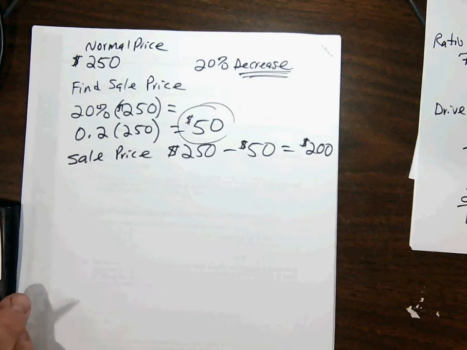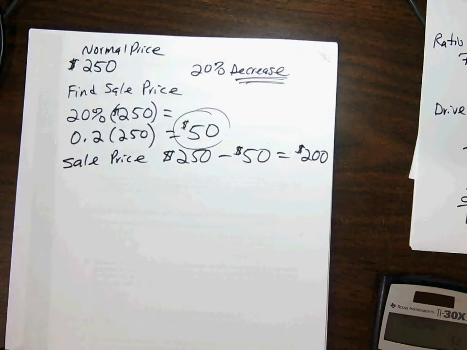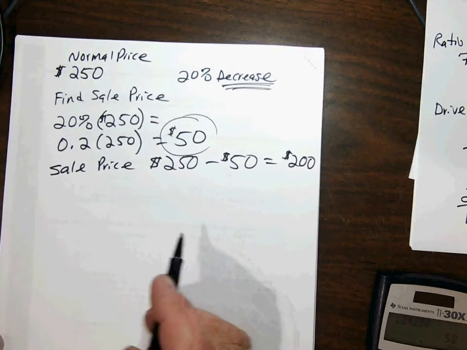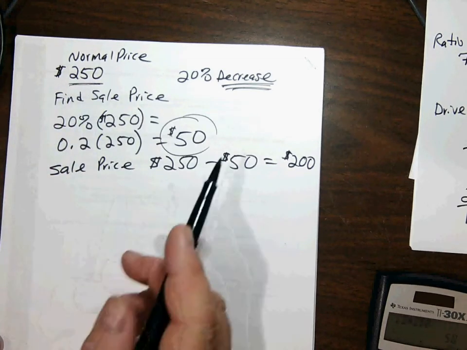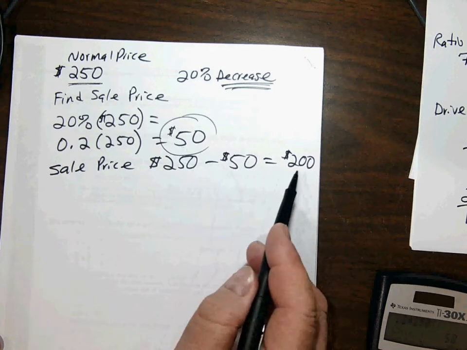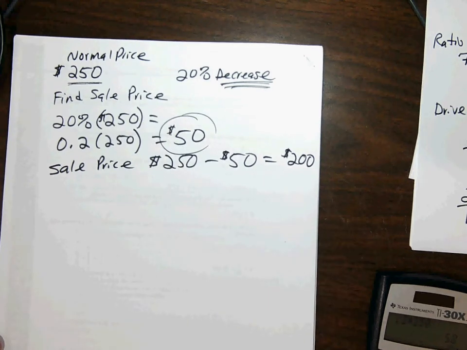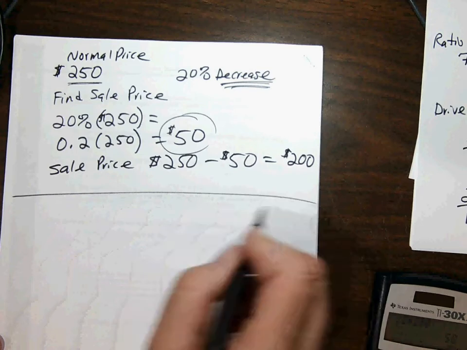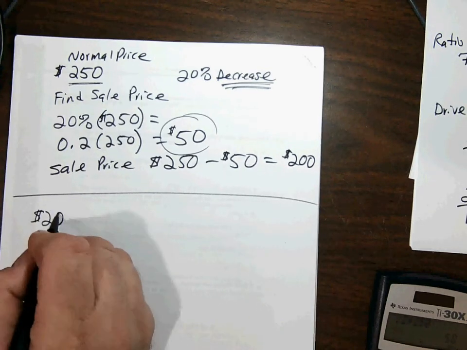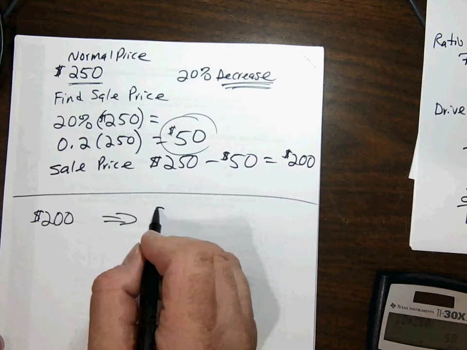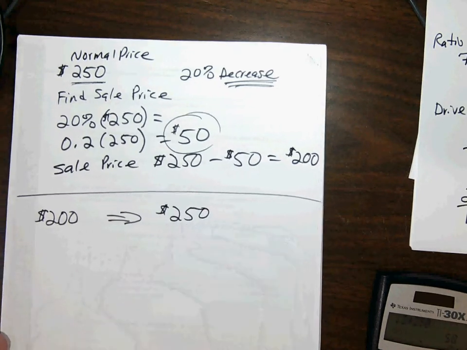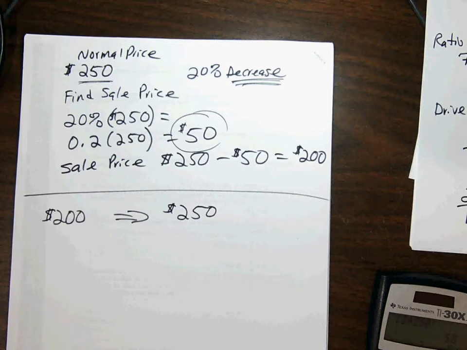Now a little bit of, I won't call it trickery, but let me ask you this question. We took the $250 price tag and we took 20% off and we got down to $200, right? So if I asked you now to take that $200, what percent increase would I need in order to get back to my original $250? And you might say I need a 20% increase, right? You would probably say that. But be careful, that's not correct.